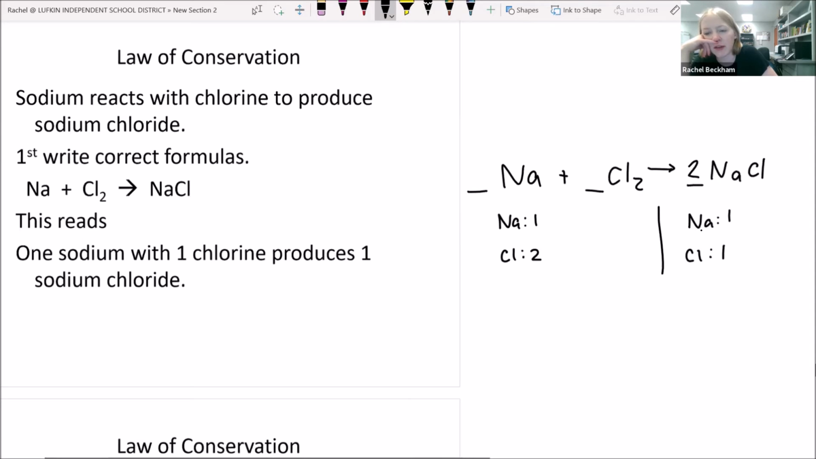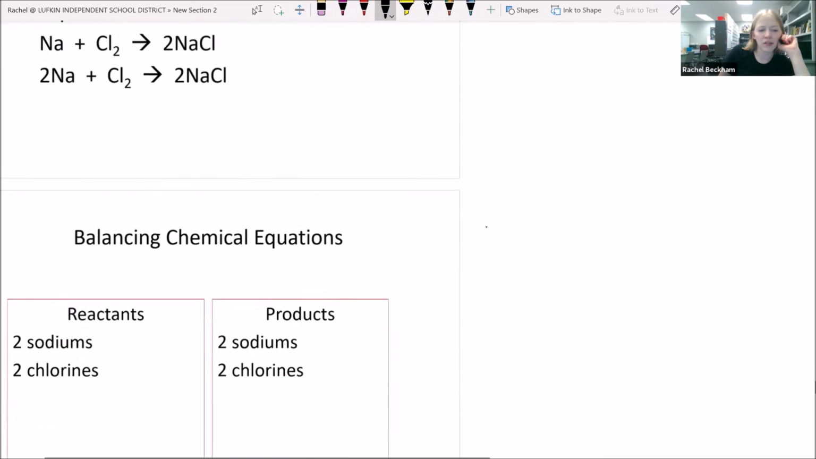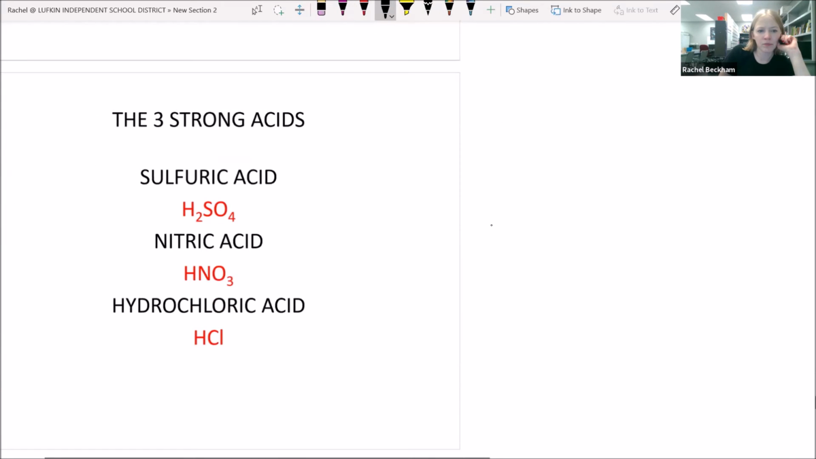So I'm going to put a big 2 right here. That big 2 now makes me have 2 chlorines because 2 times 1 is 2. That also makes me have 2 sodiums because 2 times 1 is 2. So now it looks like I'm even, except my sodium now has 2 on this side. So I've got to put a big 2 right here to make it even. And that does not affect the chlorine because there's a plus sign in between. And so I can just put a 1 right here because everything else is good to go. That is essentially the law of conservation.